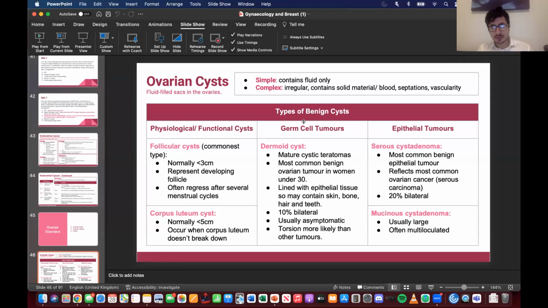Germ cell tumors, the pictures you see sometimes, and these are the somewhat disgusting ones, which can include various epithelial tissues like skin, bone, hair, and teeth. They're mature cystic teratomas. That's what describes the multiple epithelial tissues, and they're the most common benign ovarian tumor in women under 30. They can be bilateral. They tend to be asymptomatic, but because of their size, they can undergo torsion, which is when it twists around its own axis, causing acute pain. There are some epithelial tumors as well, which reflect the most common ovarian cancers.